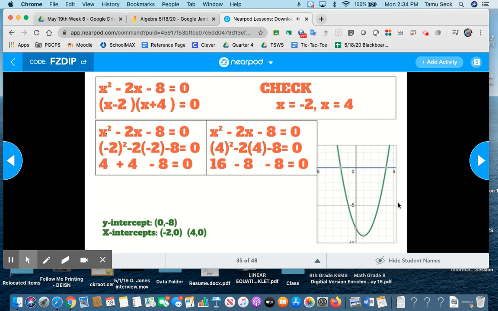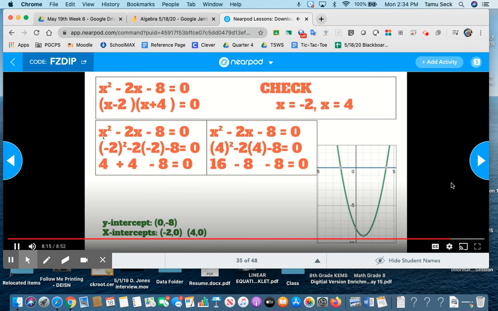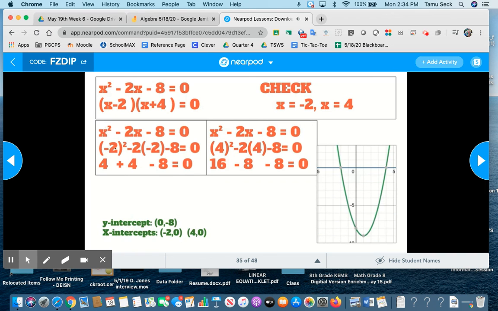Also, in the original equation, we can plug in negative 2. So wherever we see x, we'll plug in negative 2. So negative 2 squared minus 2 times negative 2 minus 8 is equal to 0. We get 4 plus 4 minus 8, and that does equal 0. And here we're going to plug in 4. We get 4 squared.